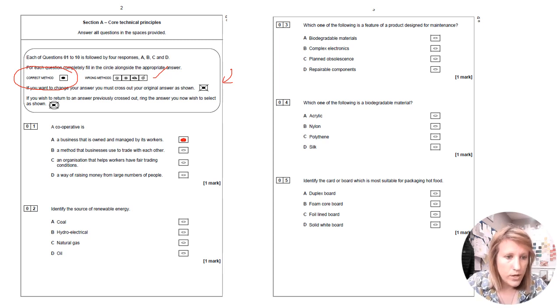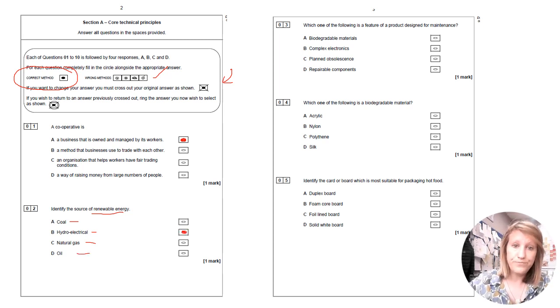Okay. Second question, identify the source of renewable energy. Lovely question. Renewable means that it's replenished. Once it's used, you can get it again. So we know that coal is non-renewable, it's finite. Hydroelectric comes from water, the power of water. Natural gas is finite and oil is finite. So the answer is hydroelectric.